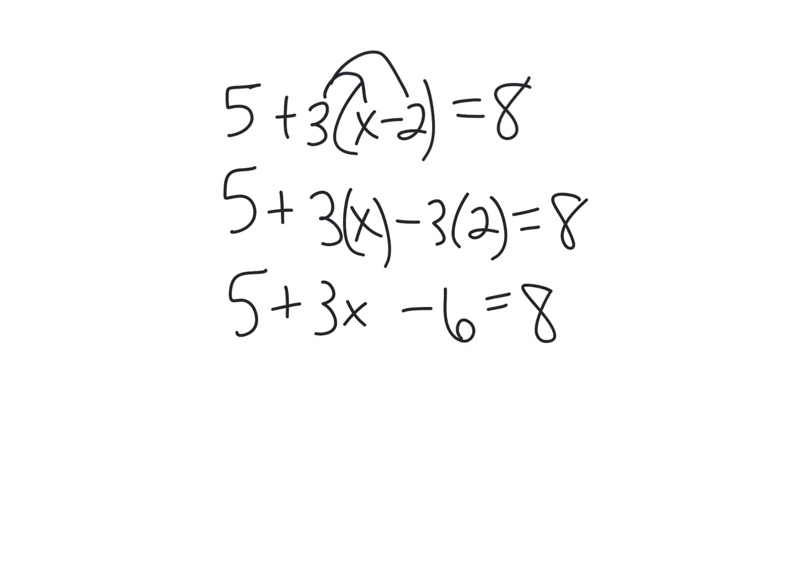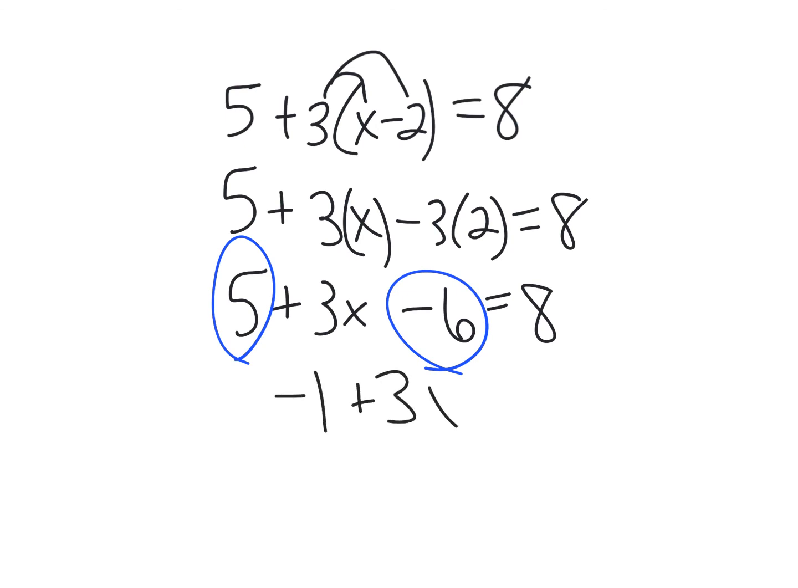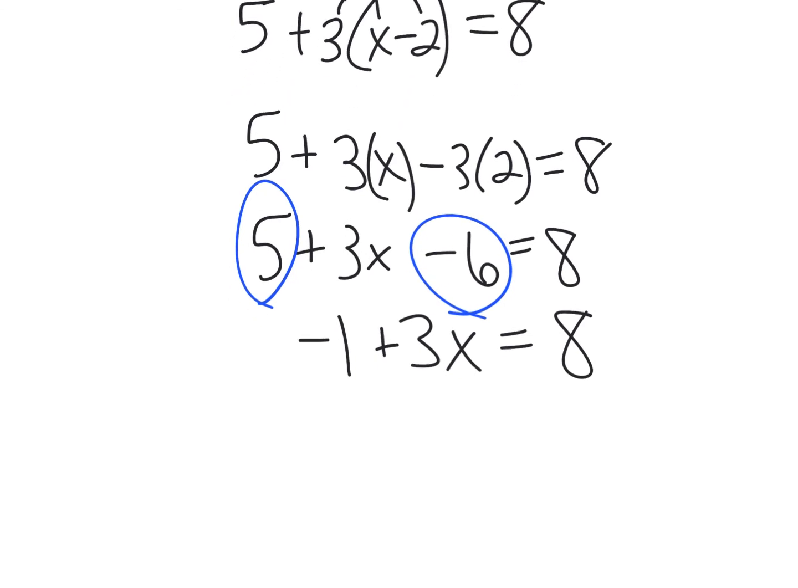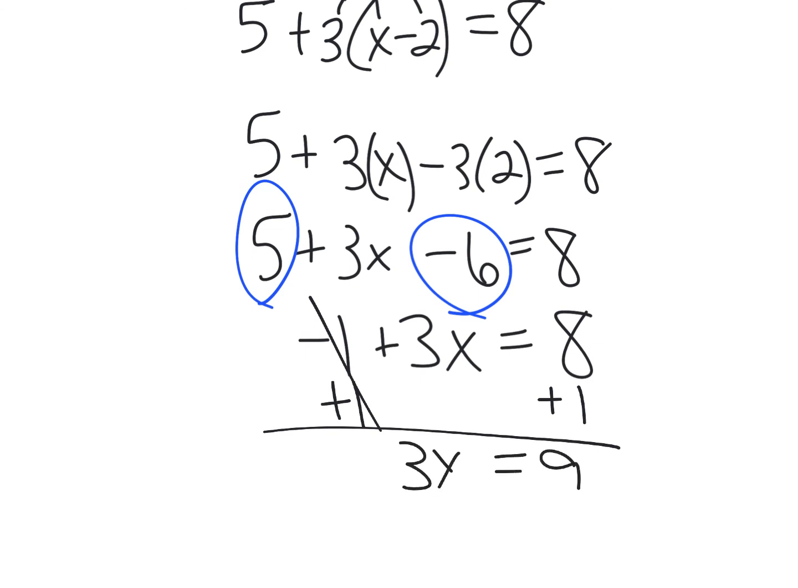At this point, we've got some constants on the same side here. Make sure you keep the signs together. 5 minus 6 would be -1, so you could have either -1 plus 3x or 3x minus 1, just depending how you order that. And then to finish this off, they're subtracting 1, or we need to get rid of a -1, so we have to add 1, and then they're multiplying, so we need to divide. So x equals 3.